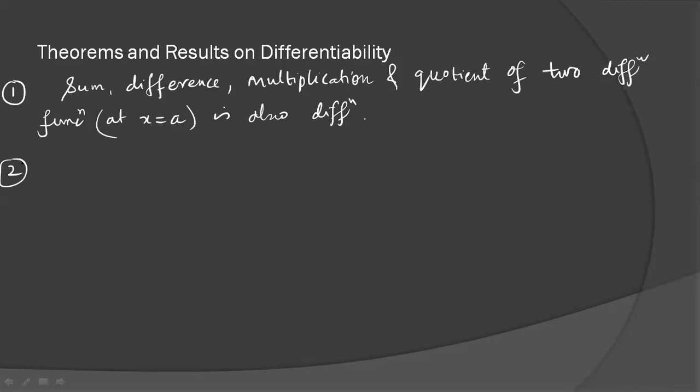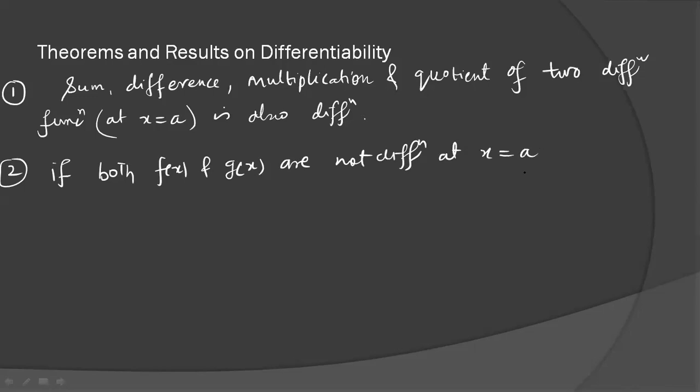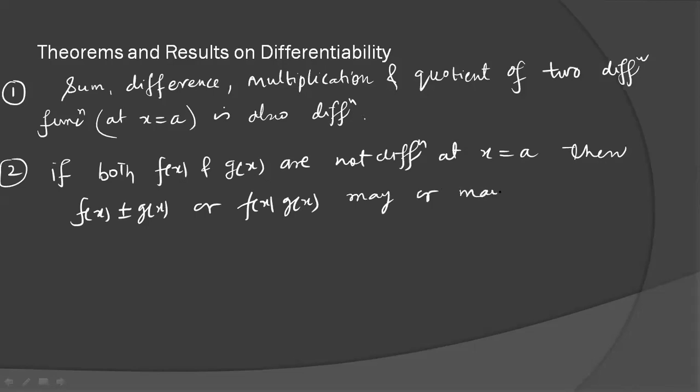Second is, if both f(x) and g(x) are not differentiable at x equal to a, then their sum or difference or product may or may not be differentiable. This means we cannot claim anything at x equal to a.